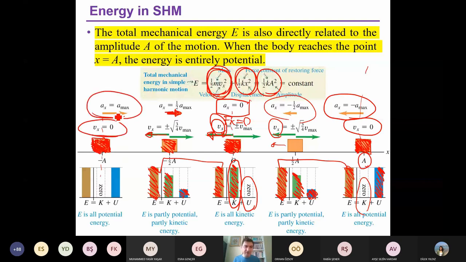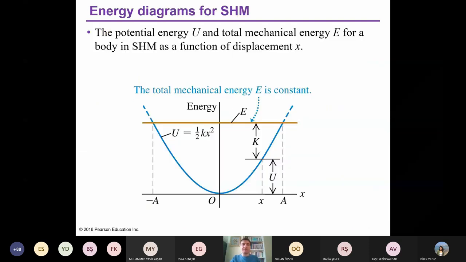And kinetic energy is zero here because velocity is zero, and all the kinetic energy is converted to the elastic potential energy, and total mechanical energy is only given with the elastic potential energy, and it is conserved. So this is the energy in simple harmonic motion and energy conversion between kinetic energy and elastic potential energy. Do you have any question here? Okay. Let me continue with the energy diagrams for simple harmonic motion.